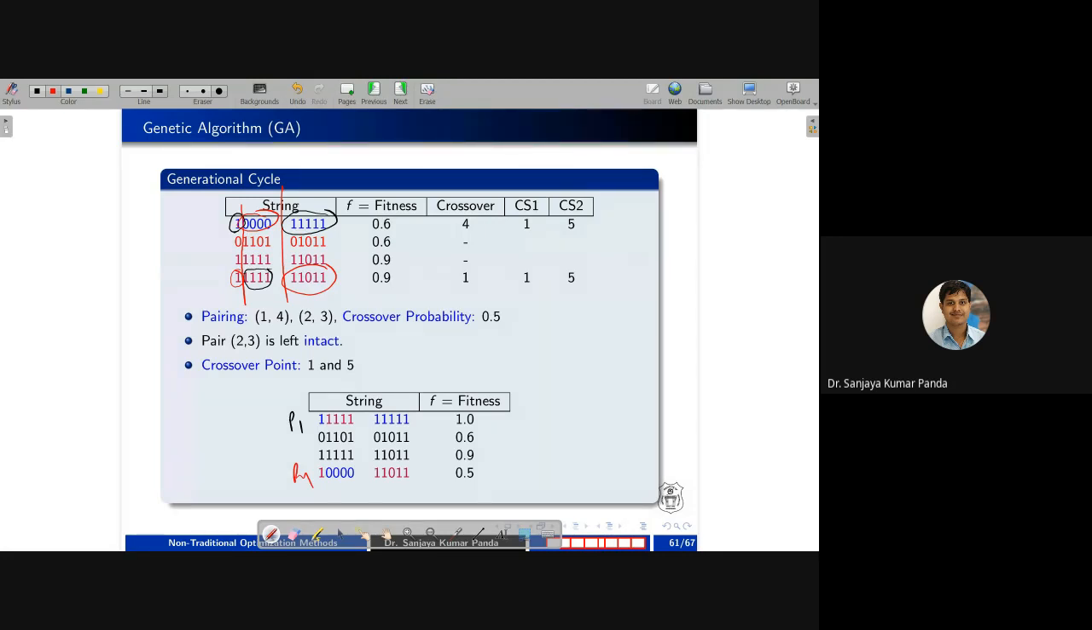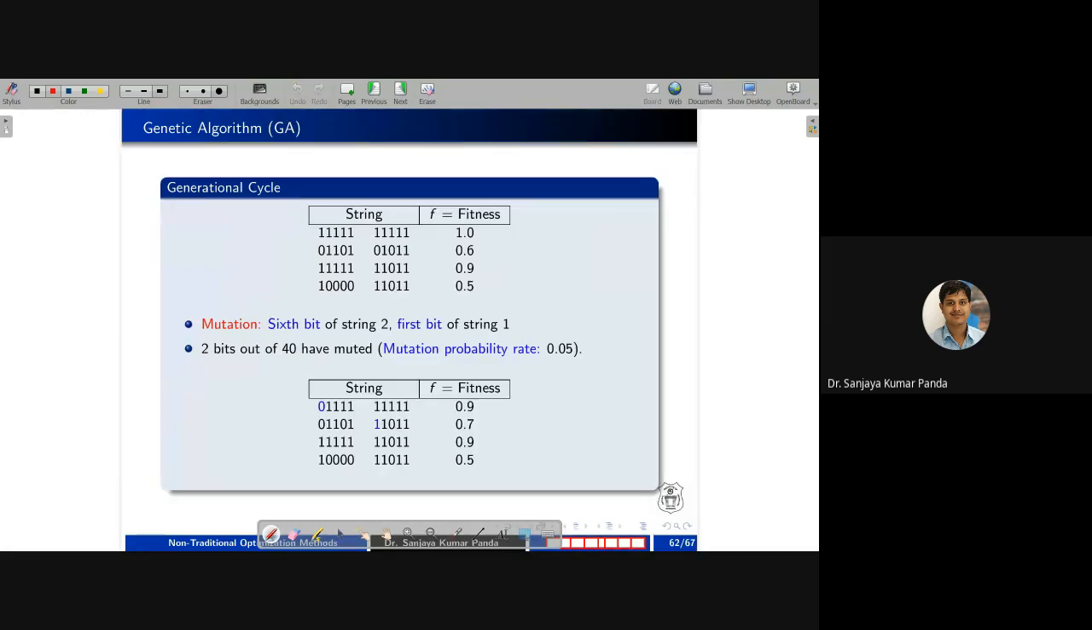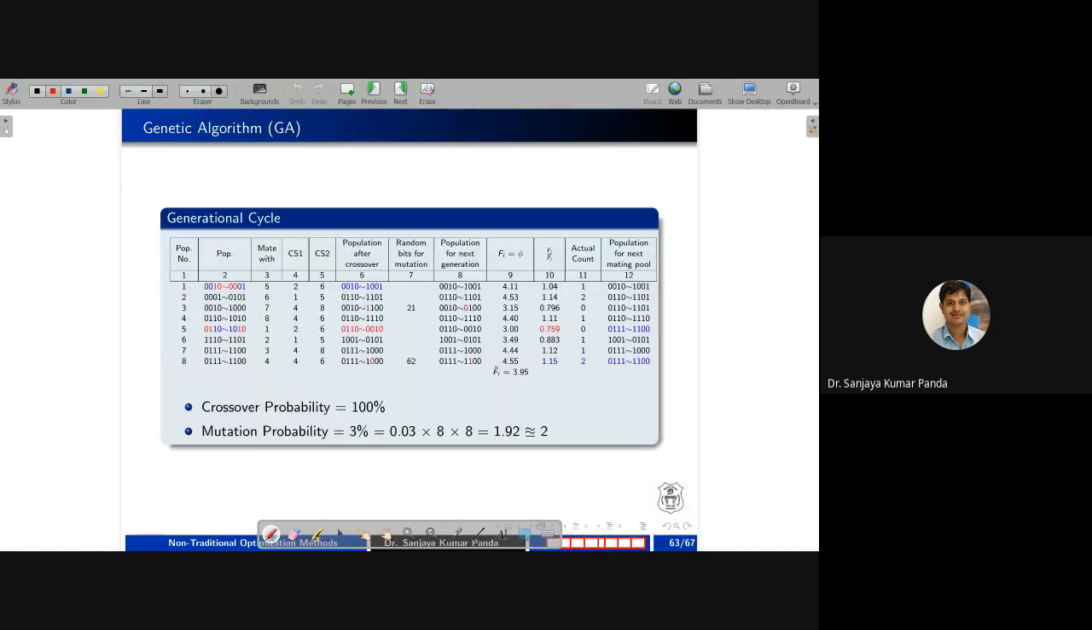Now after performing crossover, you can see the fitness is improved, but we have to do the mutation. After that only you can do the comparison. In the mutation, what happened? I have taken the 6th bit of string 2 as 1 and the first bit of string 1 as 0. After that, you can see the fitness is updated as 0.9, 0.7, 0.9, 0.5. Now the weakest individual is the 4th population, and the strongest ones are population number 1 or 3. Here we consider the mutation probability as 0.05, that is nothing but 2 out of 40 bits are mutated. Okay, this is the process of the generation cycle.